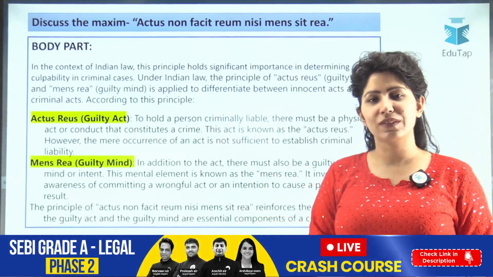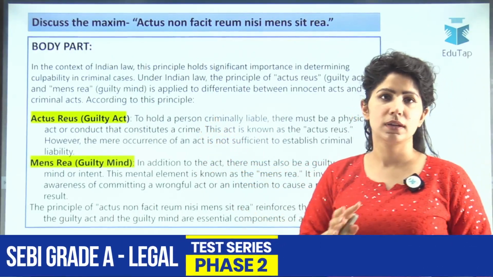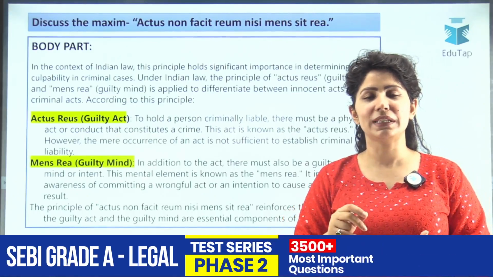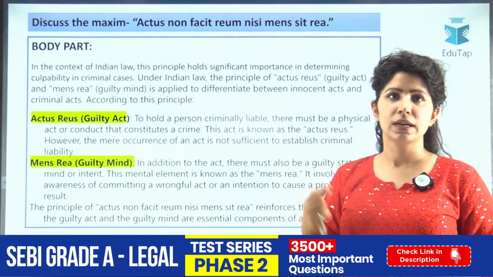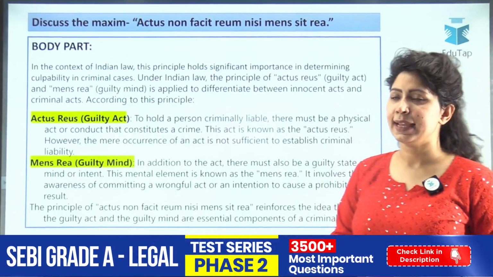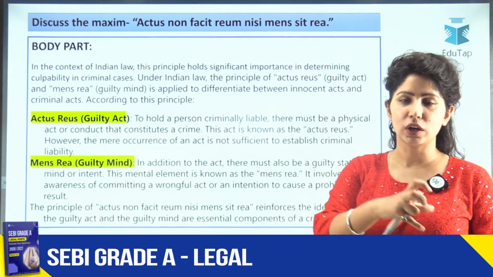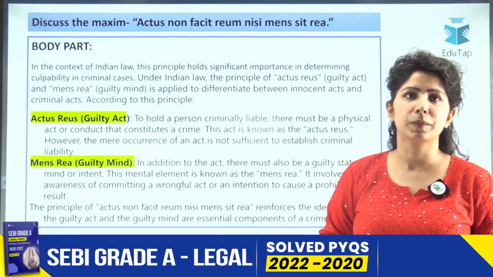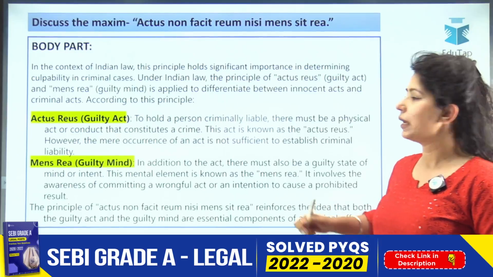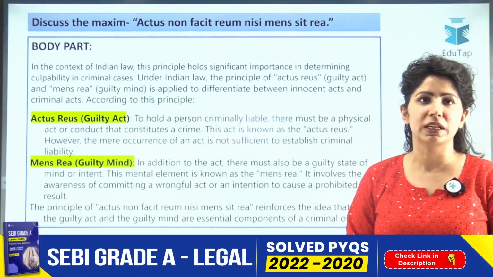Here, first we will explain the maxim in bits and parts. Actus reus and mens rea. Both of these will be explained in bits and parts. Then we'll explain its applicability in Indian law. In the context of Indian law, this principle holds significant importance in determining culpability in criminal cases. So we brought the applicability to India. Under Indian law, the principle of actus reus, guilty act, and mens rea, guilty mind, is applied to differentiate between innocent acts and criminal acts.